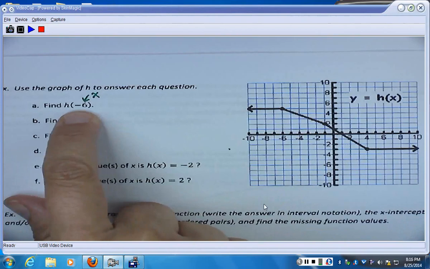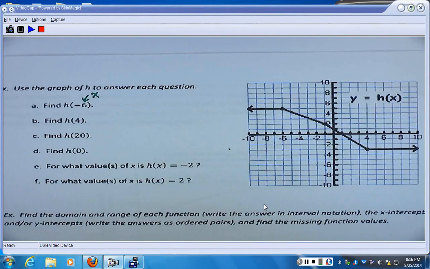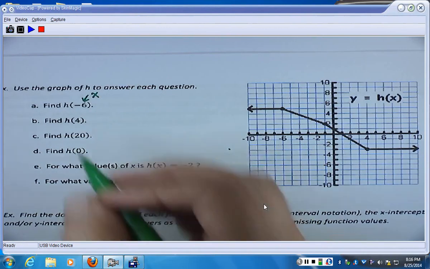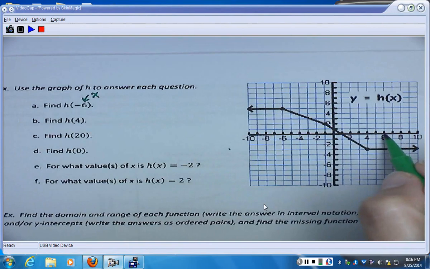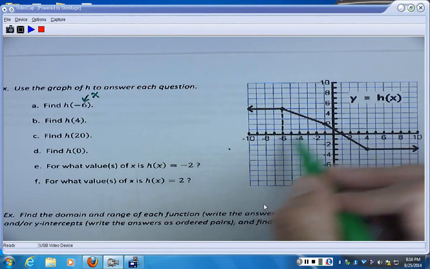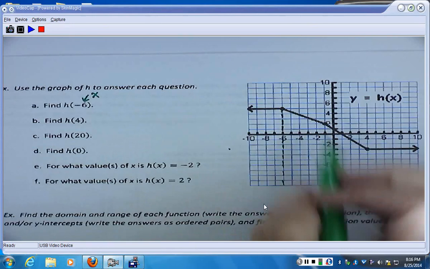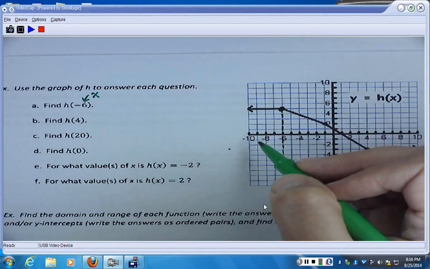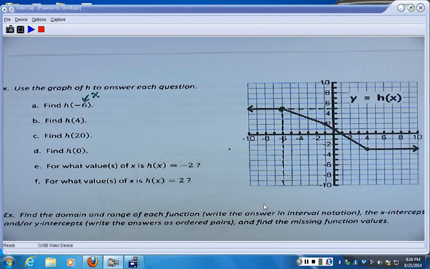Find h of -6. So when x is -6, what is y? That's, you know, when x is -6, so, oh, I gotta go this way. So here's -6. Here's where x is -6, so the function at this point. So what's the value of y? 5.